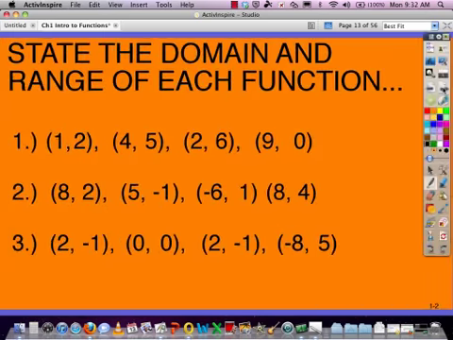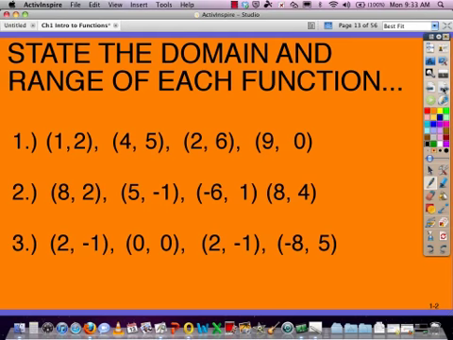So here's another one. And now, let's talk about, well, what if it's not a graph? What if it's ordered pairs? State the domain and the range of each function. Once you state a number, you do not have to repeat it. You can, it's not going to make it wrong, but if you want to keep your list of numbers short.